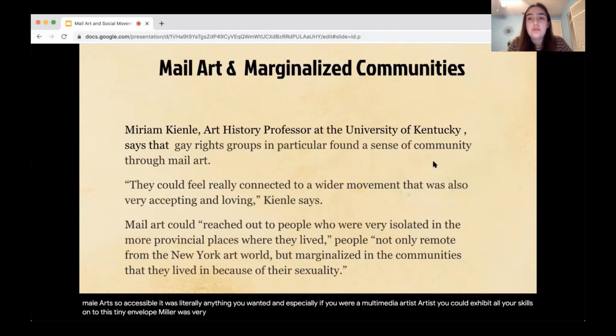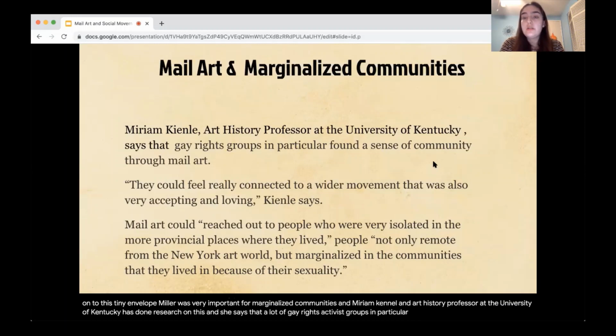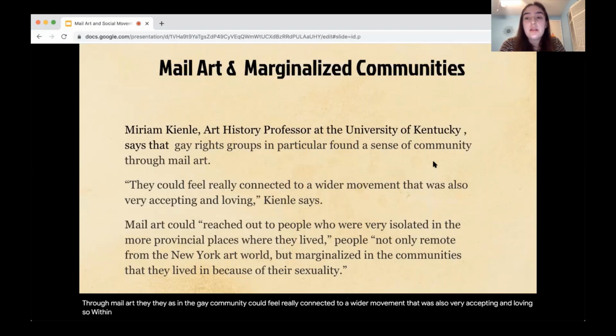Mail art was very important for marginalized communities, and Miriam Kennel, an art history professor at the University of Kentucky, has done research on this. And she says that a lot of gay rights activist groups in particular found a deep sense of community through mail art. They, as in the gay community, could feel really connected to a wider movement that was also very accepting and loving. So within the mail art movement, a lot of people had a sense of community because they were able to reach out to so many different people.